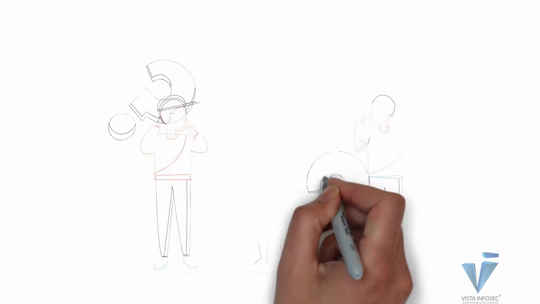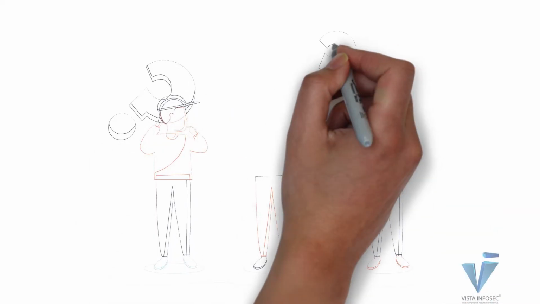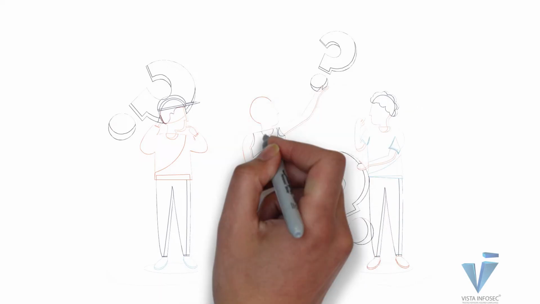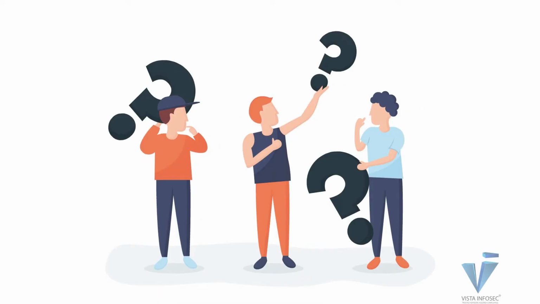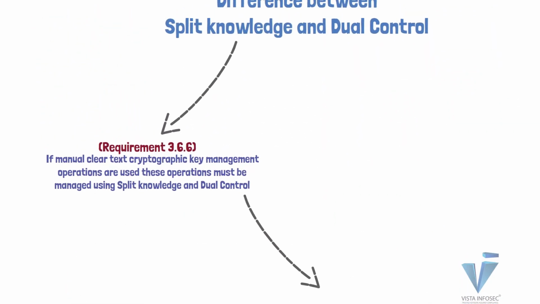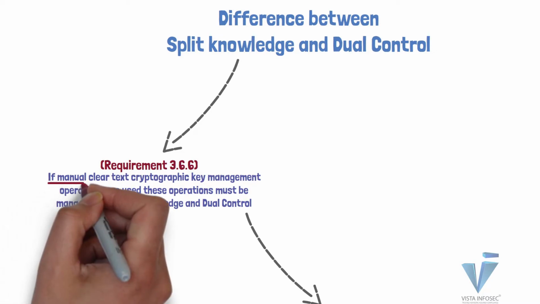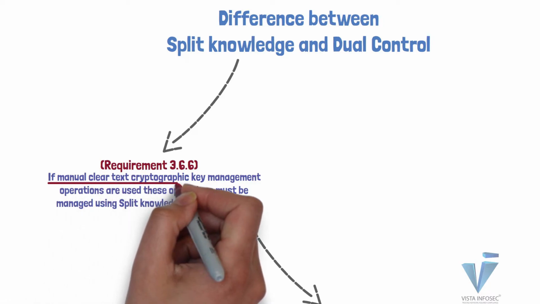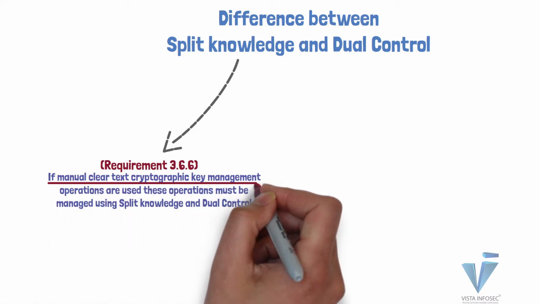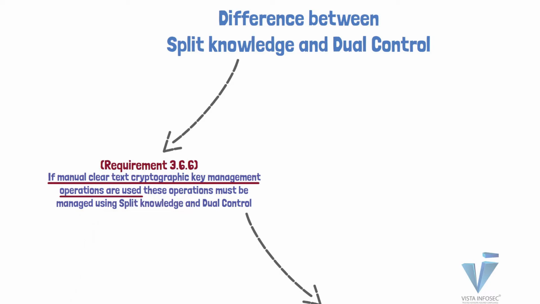So I really hope that helps. But one thing I'd like to say is that if you're really confused about what to do and what not to do about this, the key lies in the first part of the requirement. Let me read this again. Many people miss this. I've seen so many ROCs where this is misrepresented. If manual clear text cryptographic key management operations are used.